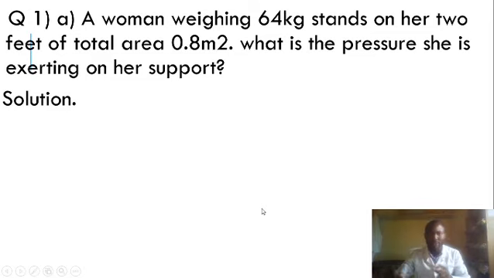A woman weighs 64 kilograms. So the 64 kilograms is the mass.